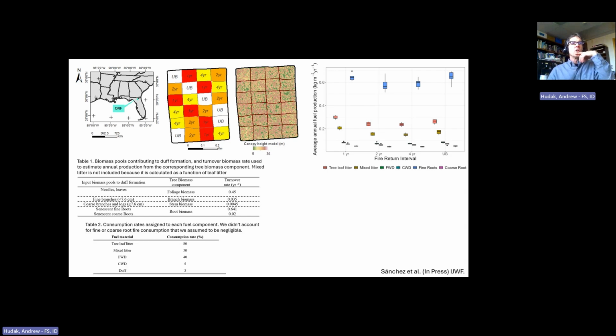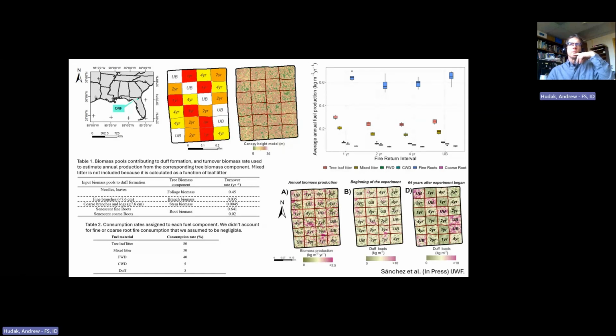And we need to know consumption rates when it does burn. And you tend to burn more of that fine material, like the leaf litter, than you do the coarser fractions. And the duff especially, very little of the duff is burned in a prescribed fire window. If it's too dry, they won't burn.